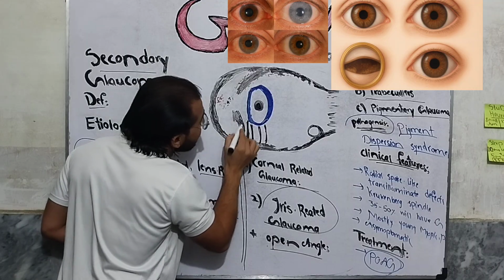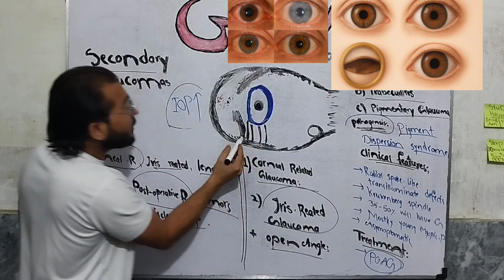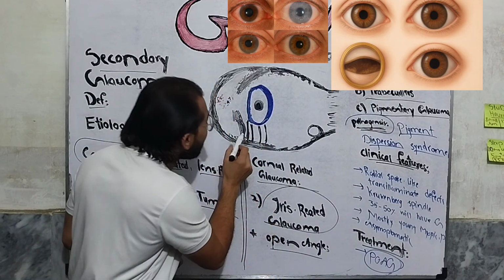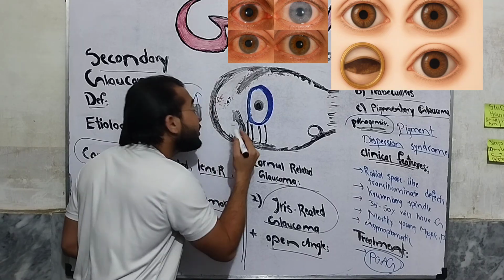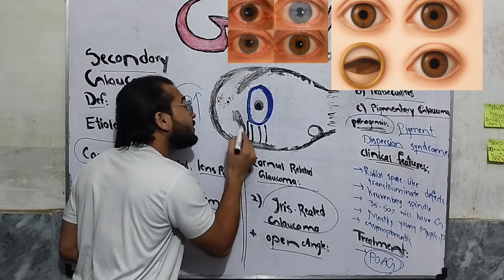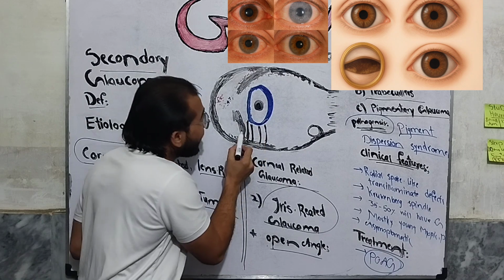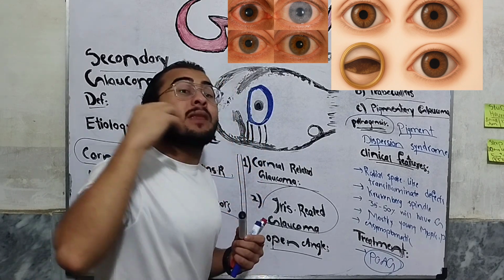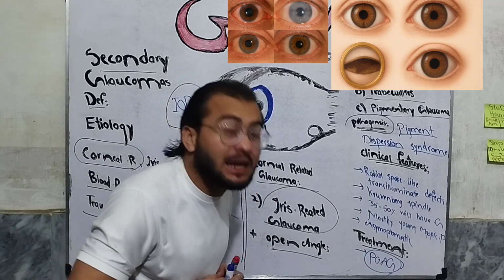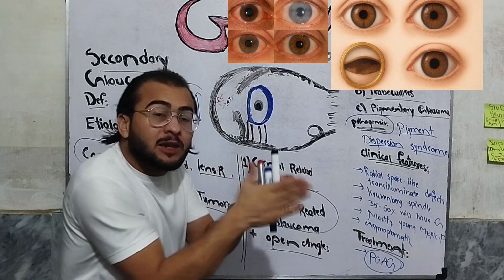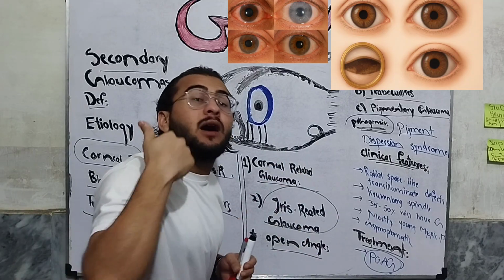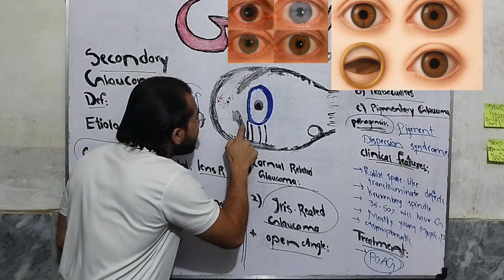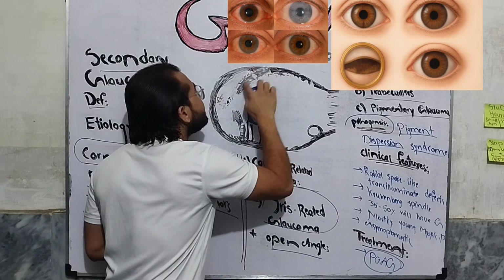This bowing of the peripheral iris against the zonule will cause friction. There will be friction between this bowing iris and the zonules, and this friction force will release the melanin pigment granules from the iris. Because of this rubbing and friction, there will be release of melanin pigment granules, from both sides.